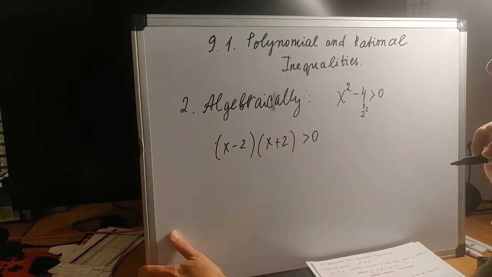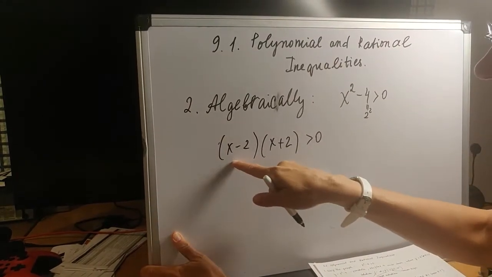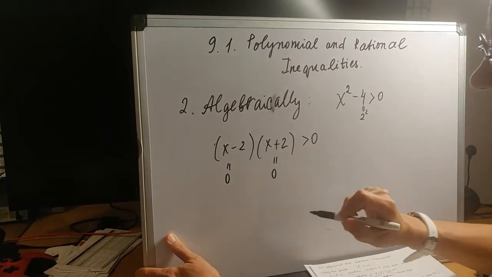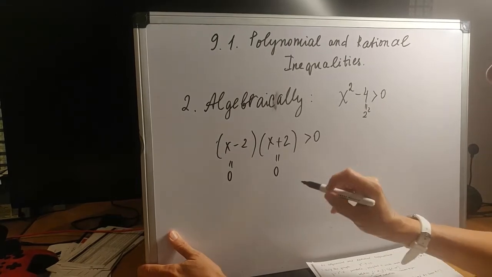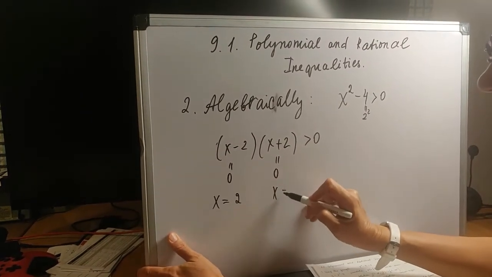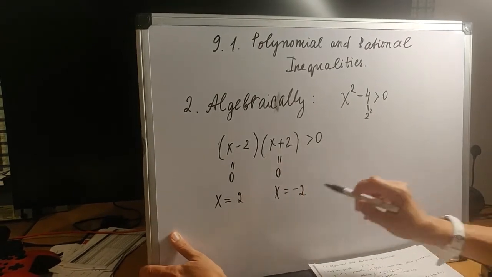What I'm going to do next, I'm going to find the possible zero here and the possible zero here. So I'm going to set this parenthesis equal to 0 and this parenthesis equal to 0. Which is going to give me two possible solutions: x equals 2 for this one and x equals negative 2 for the second one.